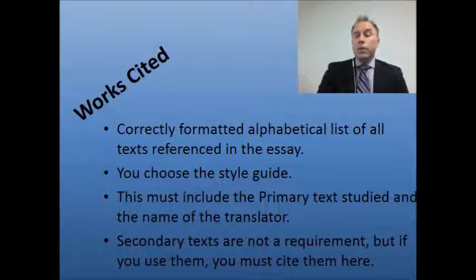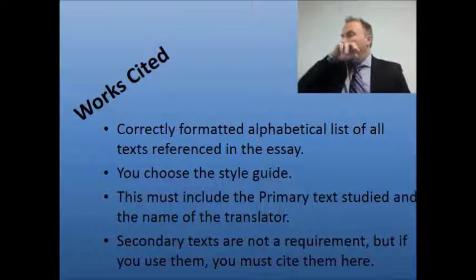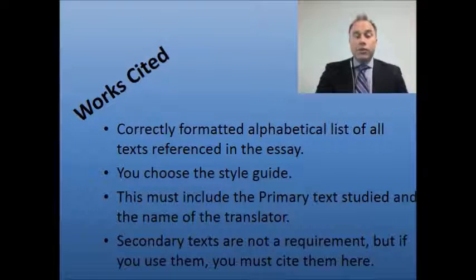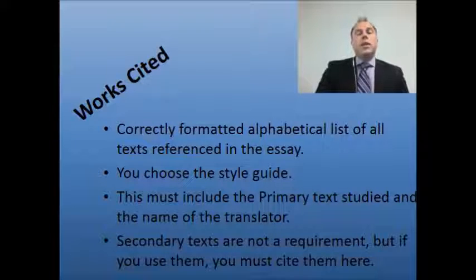It should include the primary text, so the core text that you're writing your essay on, including the name of the translator. So make sure that you cite that correctly. It's not required for you to have secondary text for your written assignment, so that's fine if you don't. But if you do, then obviously they need to appear in your cited list of bibliography as well.